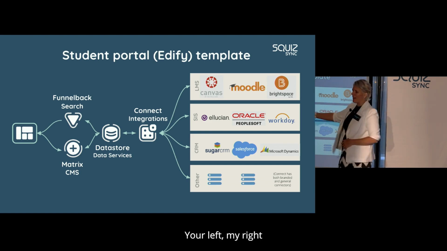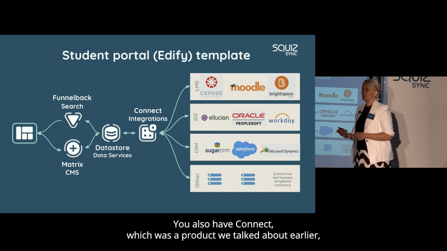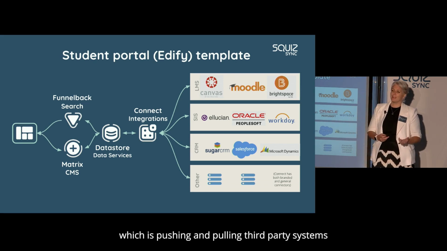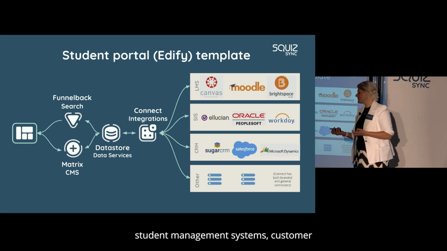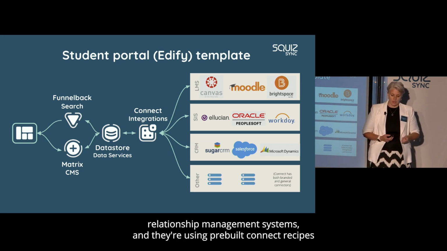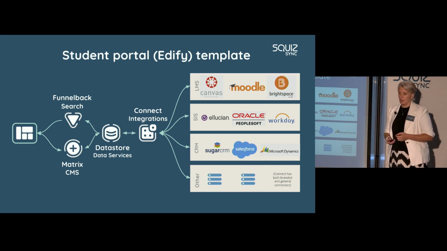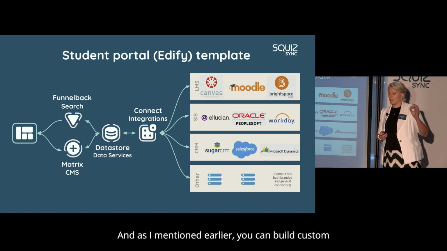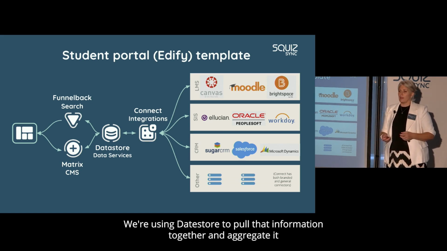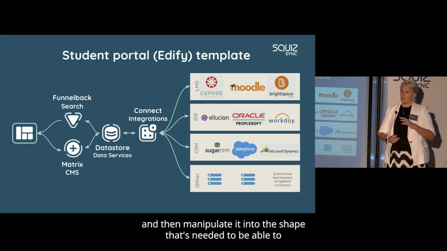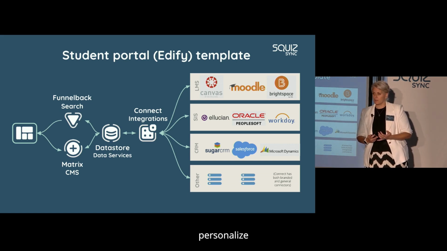Over on my left, you also have Connect, which was a product we talked about earlier, which is pushing and pulling third-party systems from things like LMSs, student management systems, customer relationship management systems, and they're using pre-built Connect recipes to all of those branded ones that we've got on the screen there. And as I mentioned earlier, you can build custom Connect flows for any custom back-end systems you have as well. We're using Data Store to pull that information together and aggregate it and then manipulate it into the shape that's needed to be able to personalise the content.